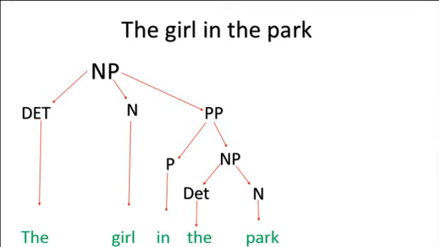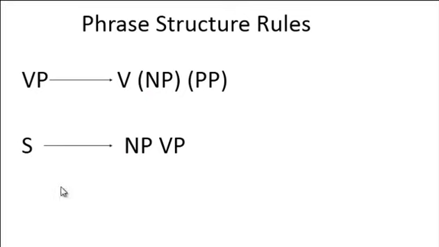Now, I'm going to give you another example, but first I'm going to talk a little bit about phrase structure rules. A verb phrase is a verb, and you can also have a noun phrase and a preposition phrase if you want to form a sentence. In a sentence, you always have a noun phrase or verb phrase.